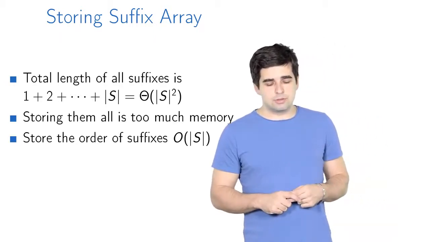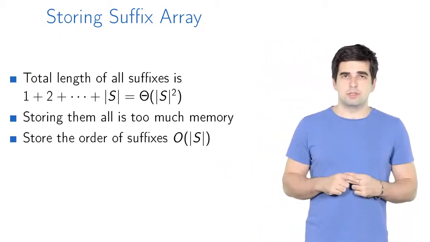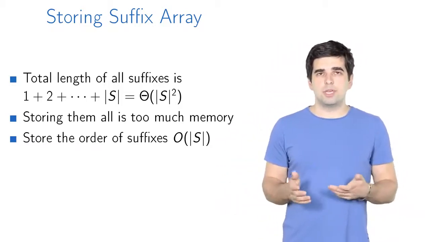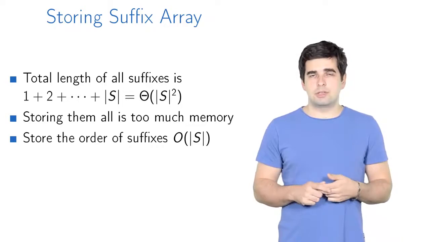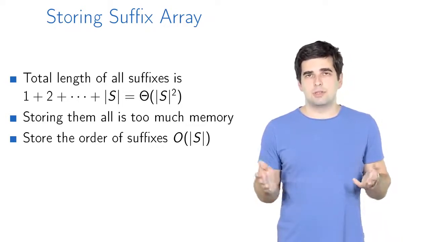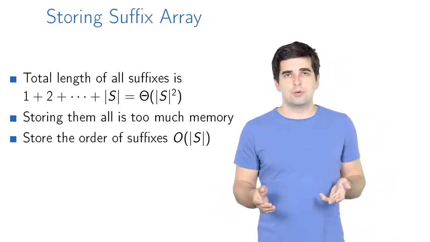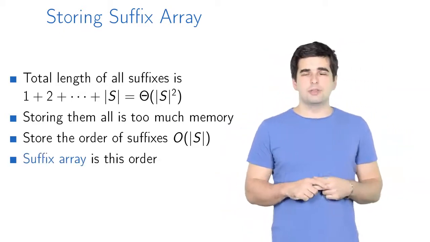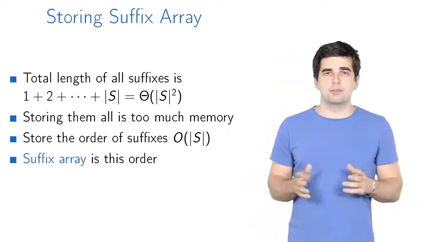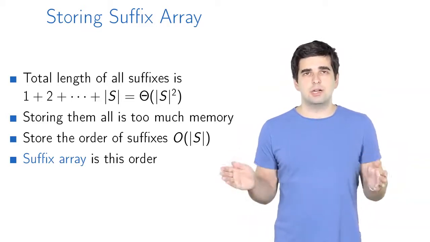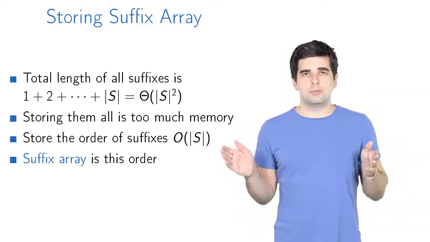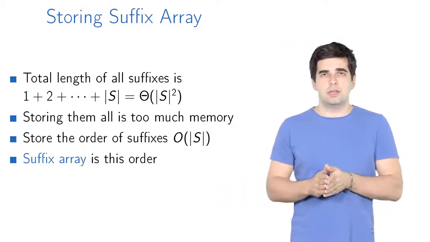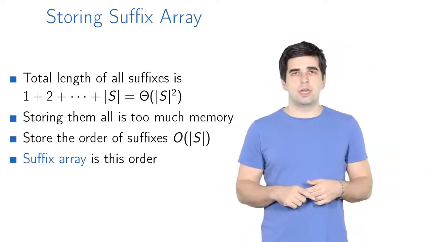So we need to store only the order of the suffixes, not the suffixes themselves. And the order is just a permutation of numbers, and the number of those numbers is the length of the string. So that will take only linear memory. And so that is what we mean by suffix array, this order. So it will be just an array of positions. And all the positions are from 0 to the length of the string minus 1. And the array has length equal to the length of the string.